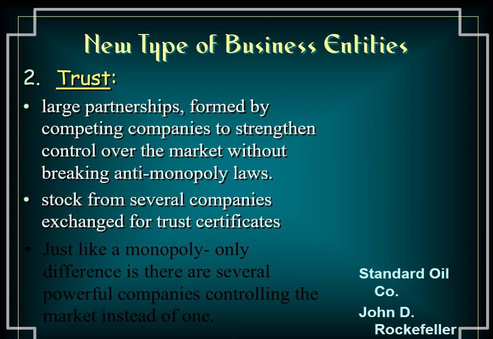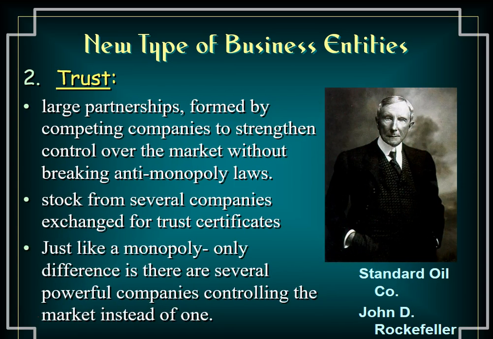Okay, now, next thing is a trust. I know this is a lot of information here, but please don't get overwhelmed by this. If you look at the last bullet, really that's all you need to know. A trust is just like a monopoly. Here's the difference. Instead of one company, there are several powerful companies controlling the market instead of one. Okay, and they're going to do what's best for themselves. Prices are still going to remain high. They're just going to go into this together so that they can control the market versus one company. So trust, think of trust just like a monopoly.